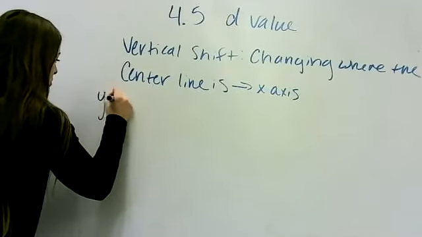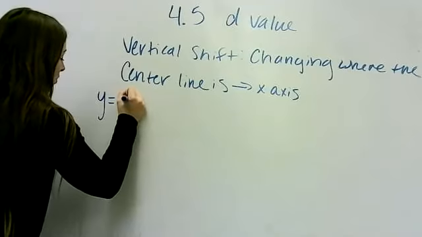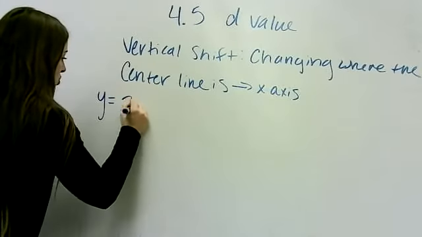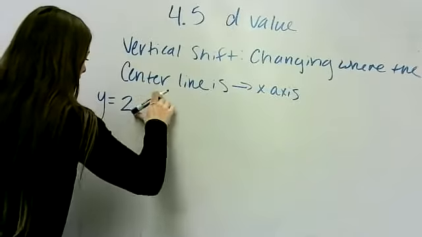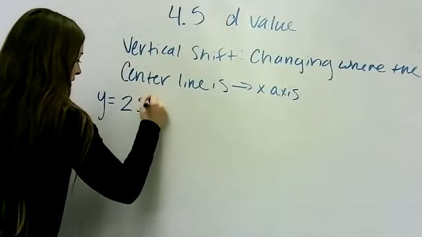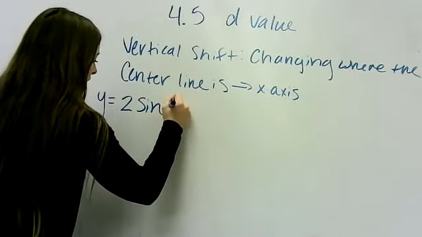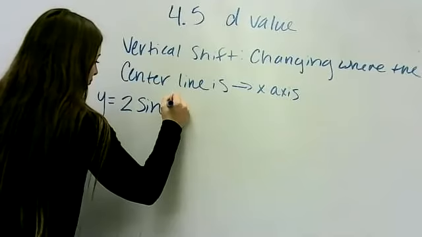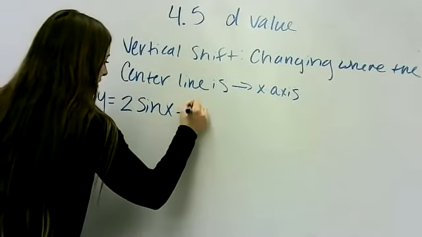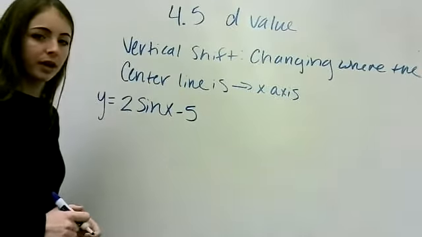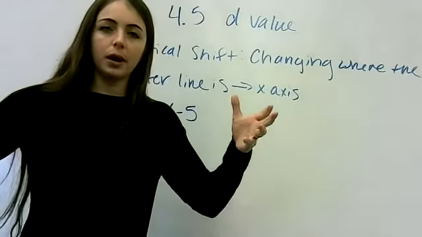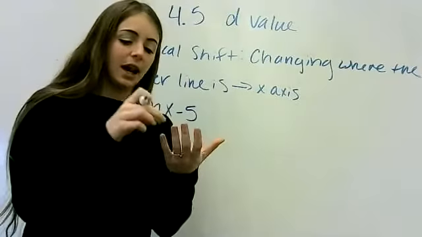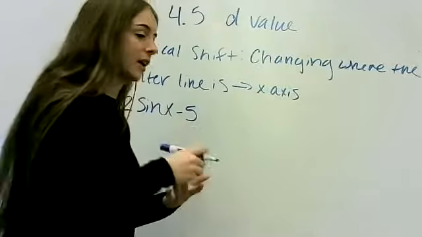So we are going to do first y equals 2 sine of x minus 5. And one other thing I forgot to tell you is we're finally at the overall function here. We've added an A, a B, and a C. Now we can finally add in our D.